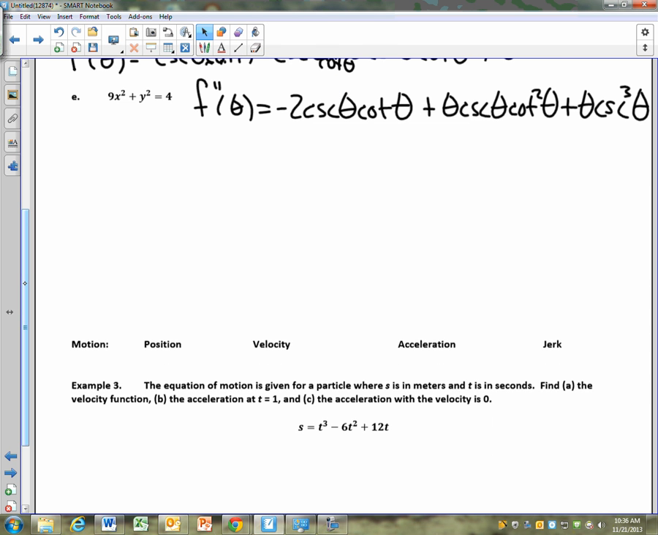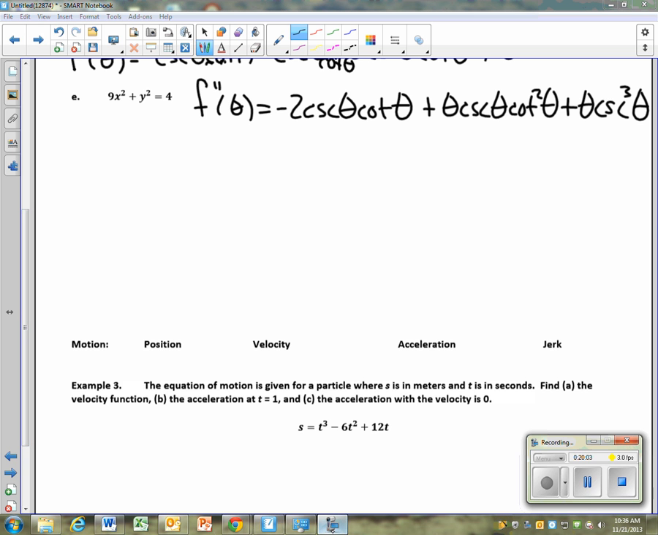All right. So this is kind of cool. What if you end up in a situation where you are taking a derivative and it involves implicit differentiation? The first derivative isn't that bad at all. The second derivative gets just a little bit challenging, and we'll see how that works out. But I think you guys will do just great. What is the derivative of 9x squared plus y squared equals 4?